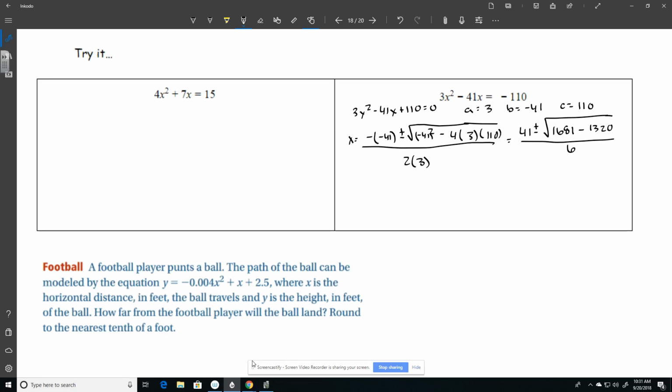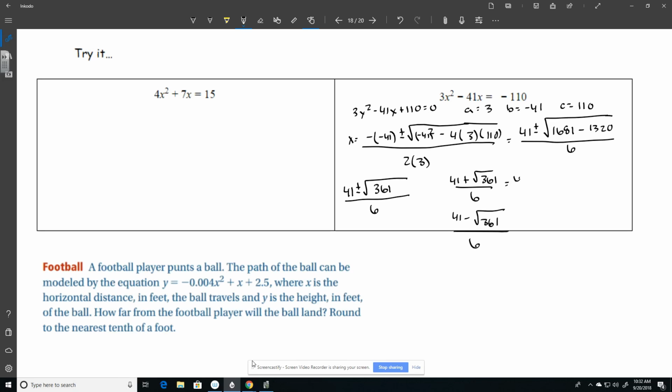So if I simplify a little bit more, I get 41 plus or minus the square root. 1681 minus 1320 is just 361 divided by 6. We're going to split this up now to a plus and minus. 41 plus the square root of 361 divided by 6, and 41 minus the square root of 361 divided by 6.